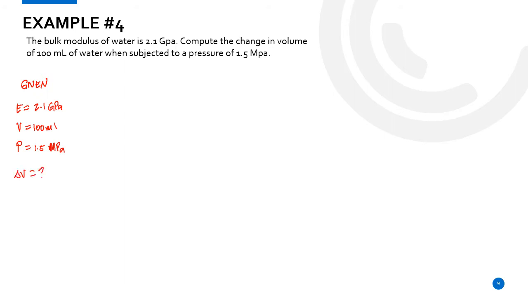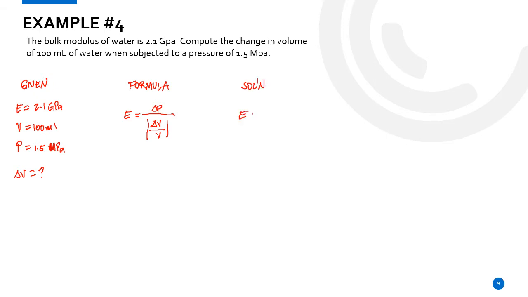So, you noticed that it's the same as before, but the given is the bulk modulus. Before, it was compressibility. Okay? So, the formula we will use is the bulk modulus. E is equal to delta P all over delta V over V, in absolute value. Okay? Solution.